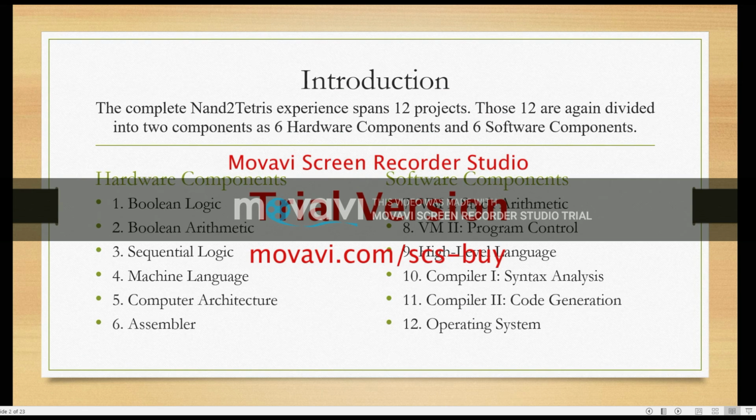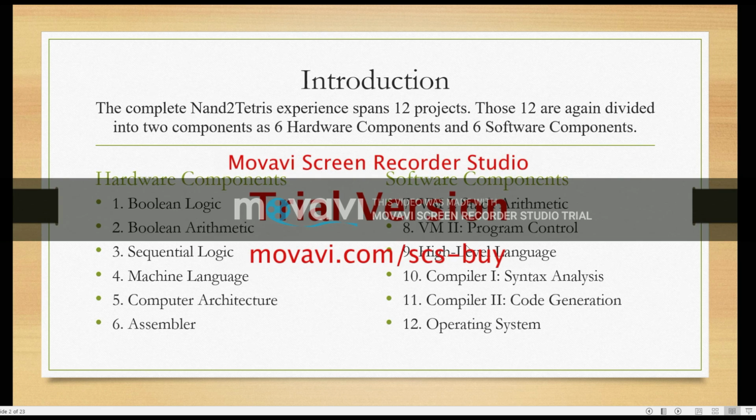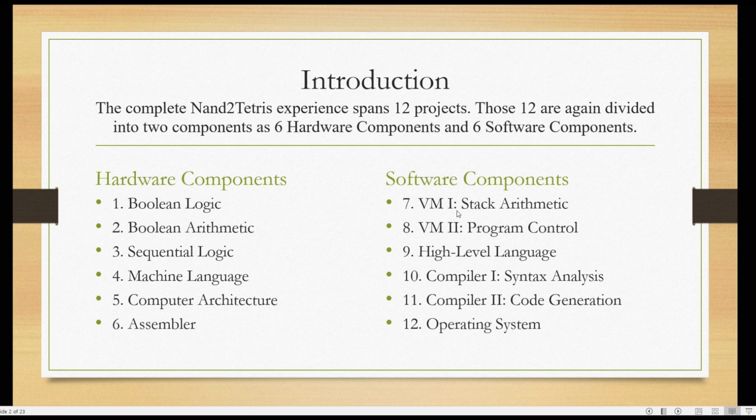So in Nand2Tetris we have 12 modules, like 12 projects. These 12 projects include the Nand2Tetris implementation. These 12 components are divided into 6 hardware components and 6 software components. The 6 hardware components are Boolean logic, Boolean arithmetic, sequential logic, machine language, computer architecture, assembler.